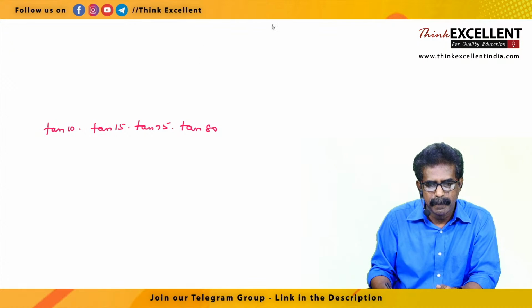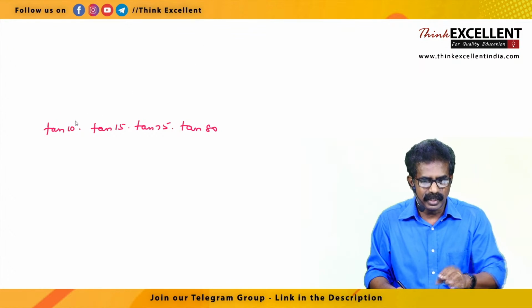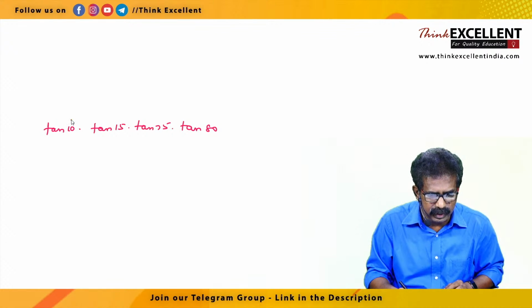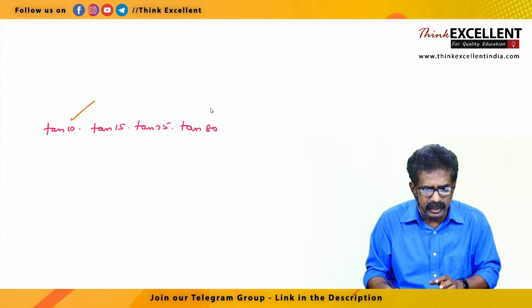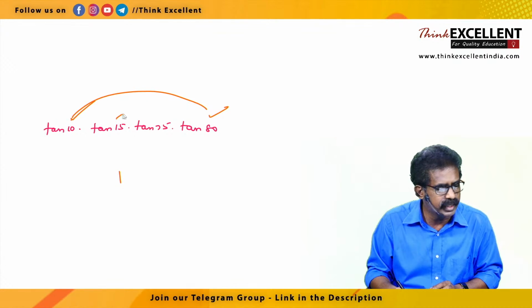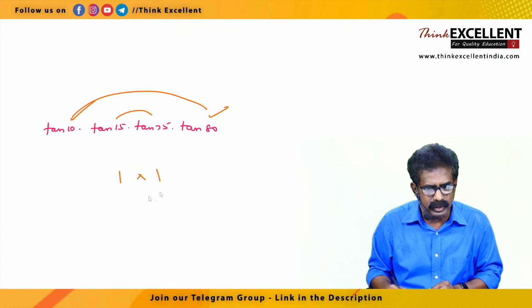Please listen. You know the result from the last class: if A plus B is 90, then tan A tan B is 1. So all are tan only. Here a 10, here an 80, so these two together it is 1. Tan 15, tan 75, that is also 1. In between it is multiplication, so we should not add, there is no 2. 1 into 1 is 1. So that's your answer, correct.